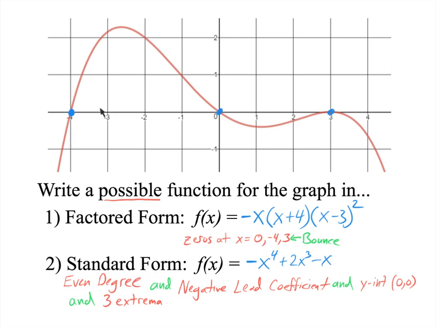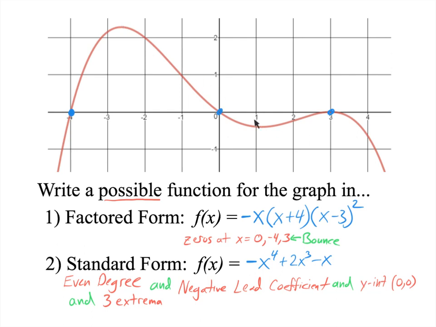Now my degree, well, if I add 1 to my extremas, 1, 2, 3, 3 extremas plus 1 is 4. So this is a 4th degree, or an even degree. Instead of knowing it's a fourth degree, you could also look at it and say it's even because both edges are going down, but it's helpful to find a possible exact degree.